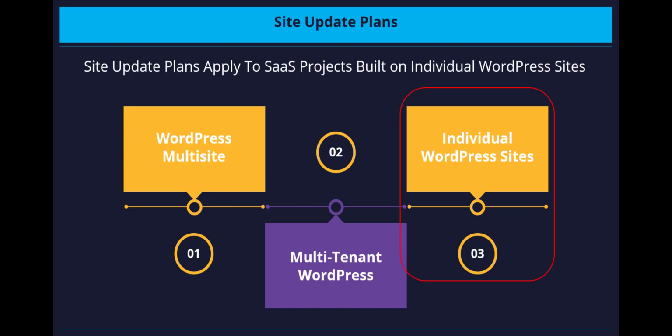Site update plans apply to SaaSes that are built around standard WordPress sites. They do not work on SaaSes built on multi-site or multi-tenancy. In fact, multi-tenant sites in WP Cloud Deploy have their own update mechanism that includes strict version control and integration with Git. So to reiterate, site update plans only apply to standard WordPress sites, not multi-tenant sites and not WordPress multi-site.